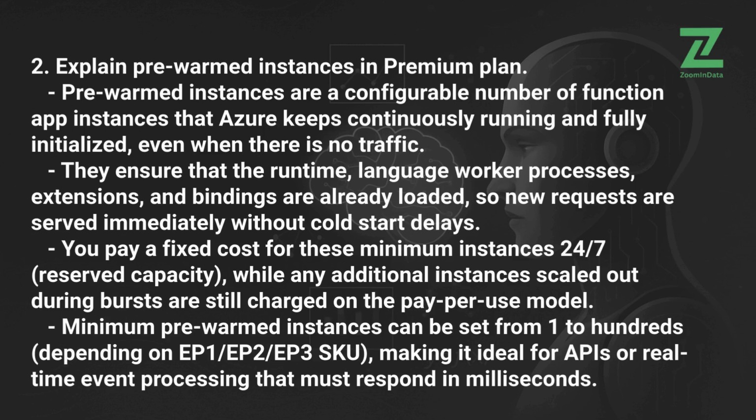You pay a fixed cost for these minimum instances 24/7, reserved capacity, while any additional instances scaled out during bursts are still charged on the pay-per-use model. Minimum pre-warmed instances can be set from 1 to hundreds, depending on the EP1, EP2, EP3 SKU, making it ideal for APIs or real-time event processing that must respond in milliseconds.